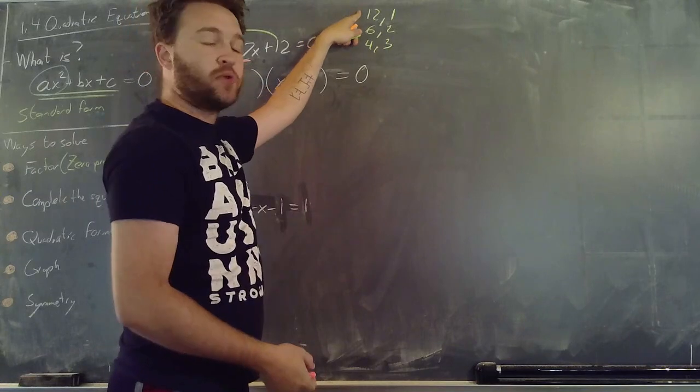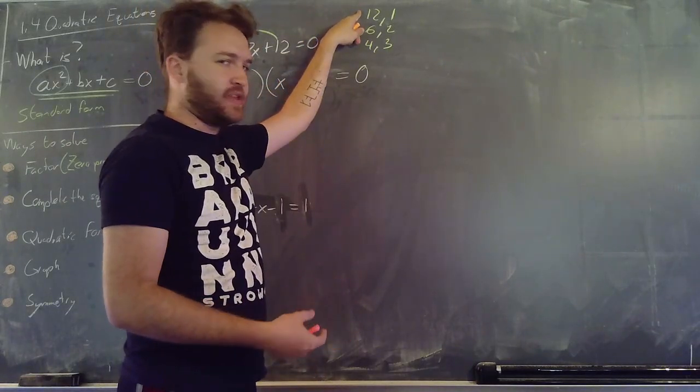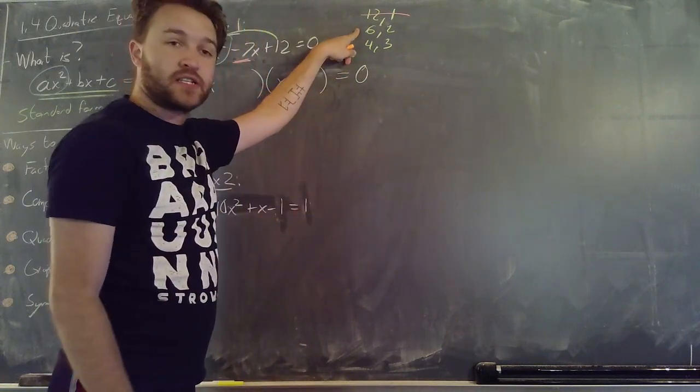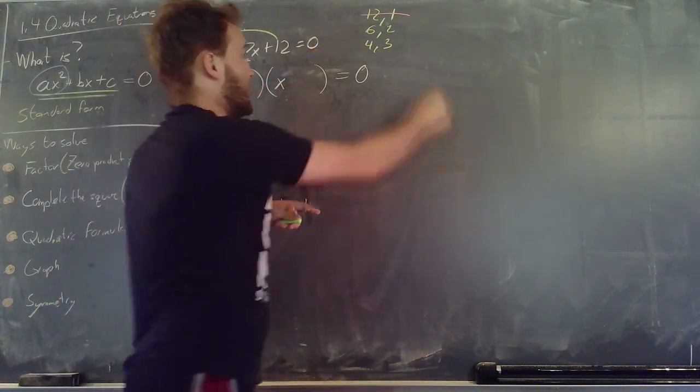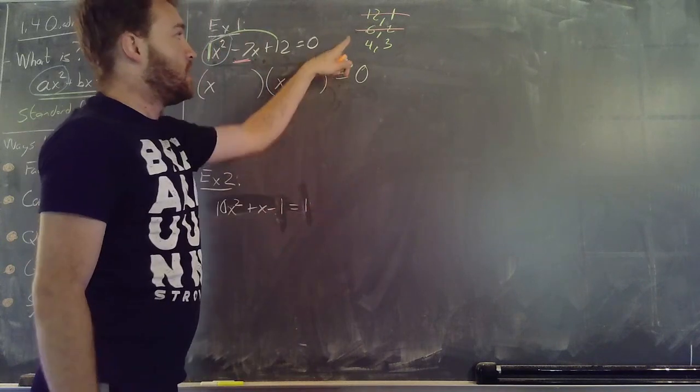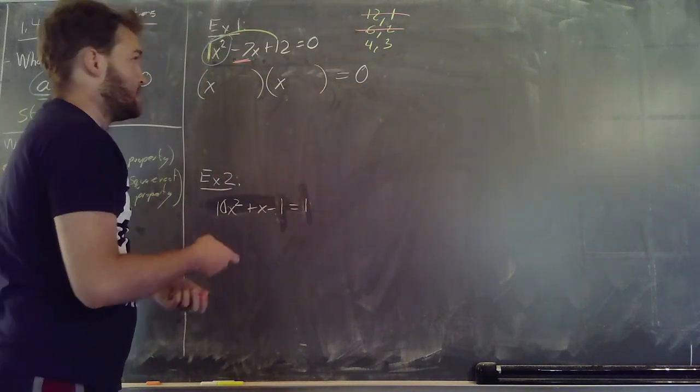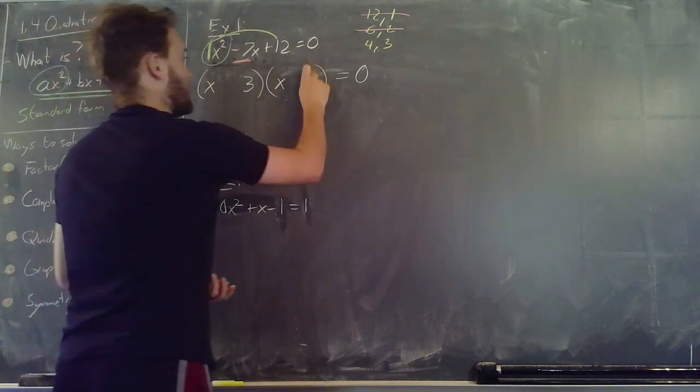So for example, 12 plus 1 is 13 and 12 minus 1 is 11. That's not 7, so I know that this is not the correct number pair. 6 plus 2 is 8 and 6 minus 2 is 4. That's again not the correct pair. 4 plus 3 is 7, so I know that that is the correct number pair. I'm going to write down a 3, I'm going to write down a 4.